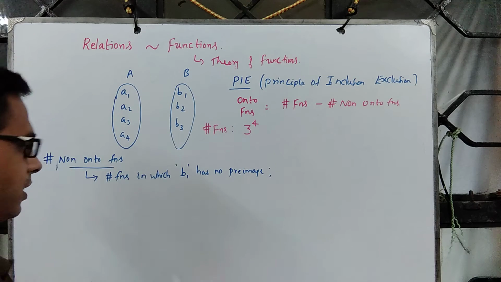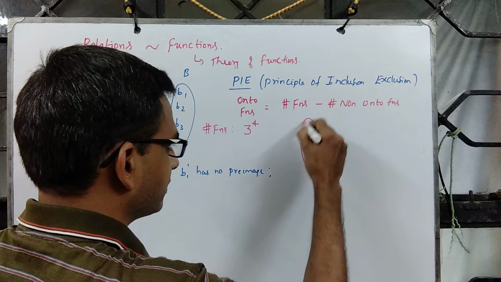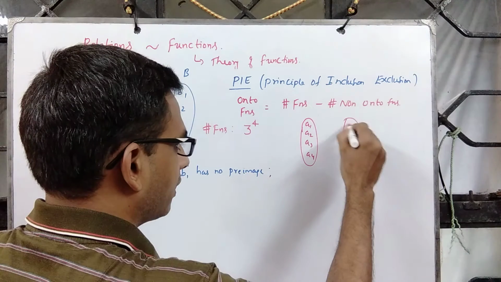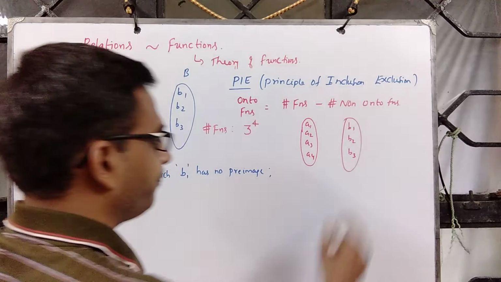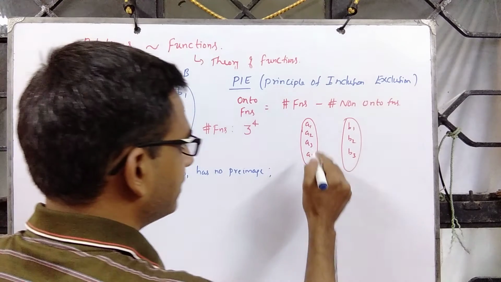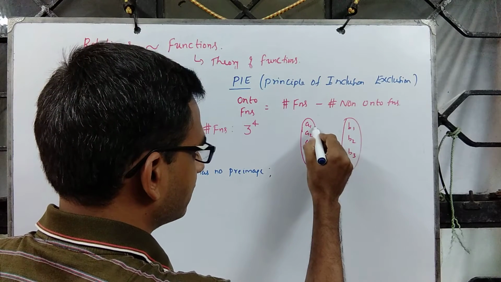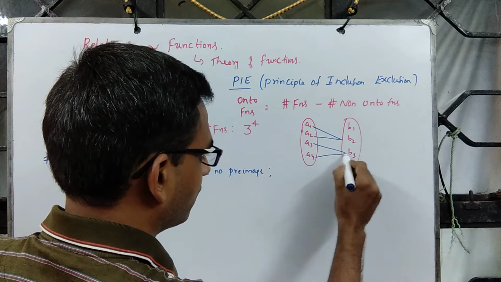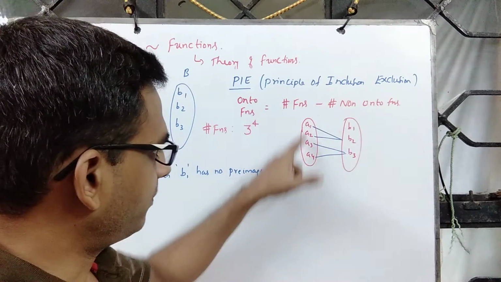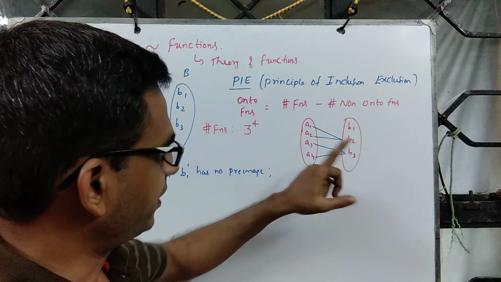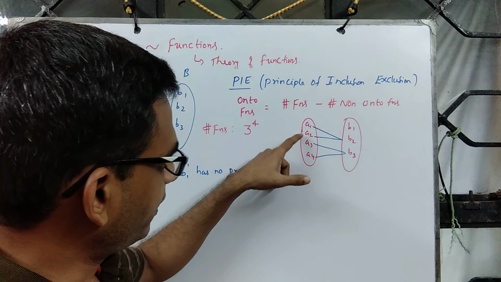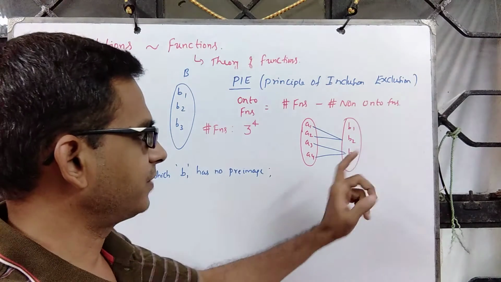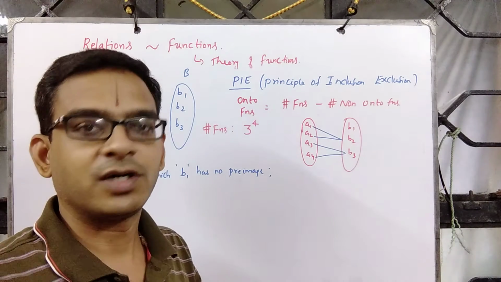Which means if you look at all such functions, they will be like this. You have A1, A2, A3, A4 and B1, B2, B3. Since B1 has no pre-image, these 4 are mapped only to this. So it may be the case that A1, A2 are mapped to this, A3, A4 are mapped to this, or all of them are mapped to B2, or all of them are mapped to B3, or maybe A1, A2, A3 are mapped to B2, A4 alone is mapped to B3. But if you look at all those functions, B1 has no pre-image at all.